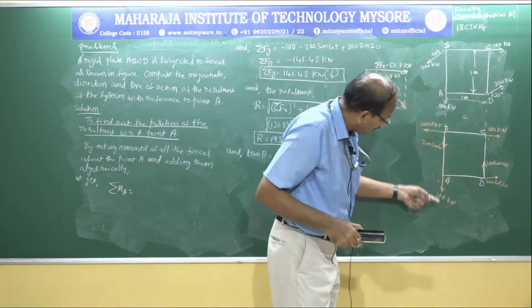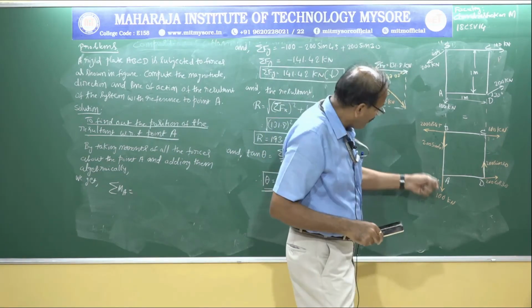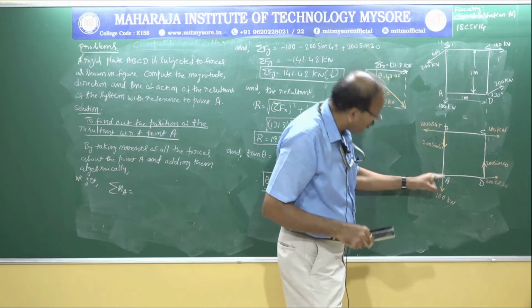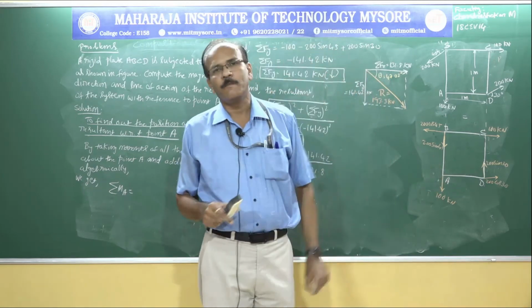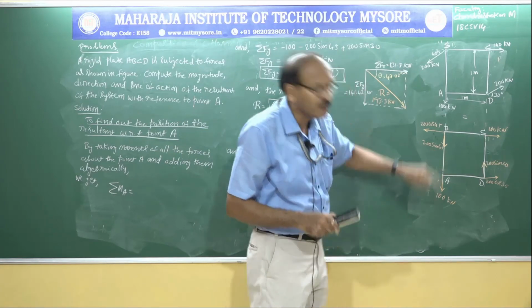So if I come here, yes, there is a force 100 kilonewton. So moment of this force about this point is 0, because the line of action of this force is passing through A.